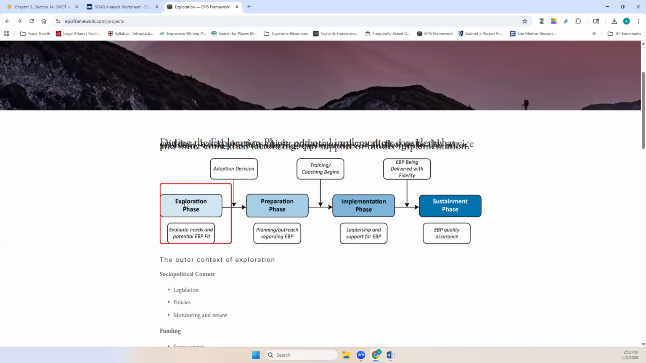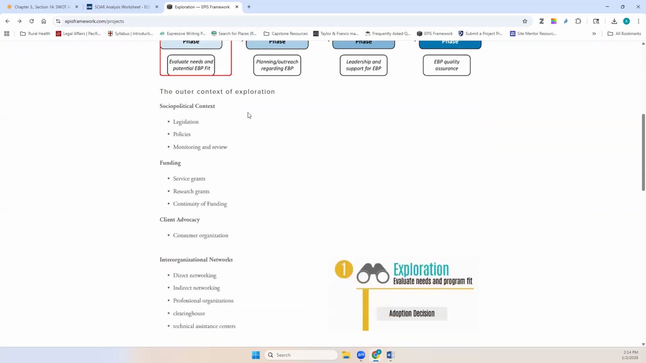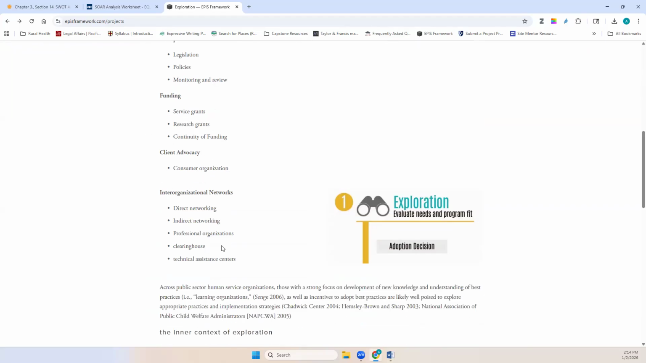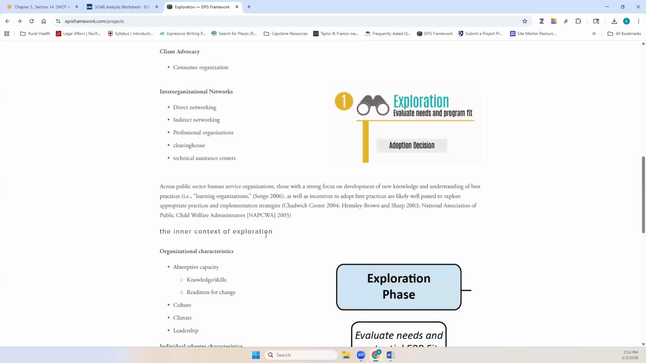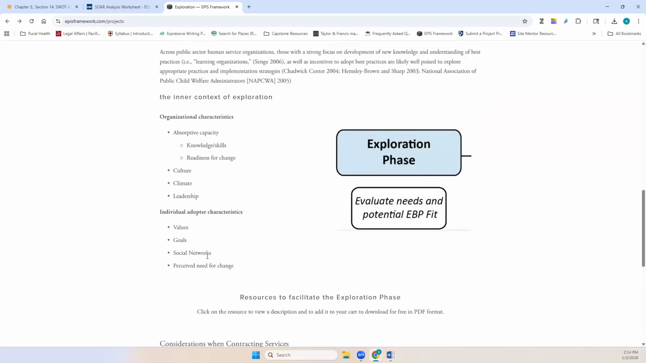The needs assessment part really falls in this exploration phase. The way this website is sorted, I'll scroll back up in a moment, is they have different resources for each phase. For exploration, they have different contexts to consider. This can be really helpful if you're looking for what information you need to gather. It could be under these categories here. As I scroll down, they have them divided into outer and inner contexts. So again, more ideas to explore here.